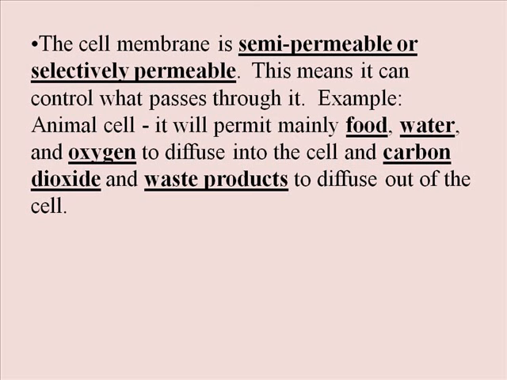They're going to let good things in. So if we look at the animal cell, the good things would be food, water, and oxygen. And they're going to allow carbon dioxide, which is a waste product to the cell, along with other waste products, to leave the cell. But if one of our other little tiny organelles tries to leave, those doors, the cell membrane, the pores, which are the little doors of the cell membrane, are going to say, no way, you can't go anywhere.